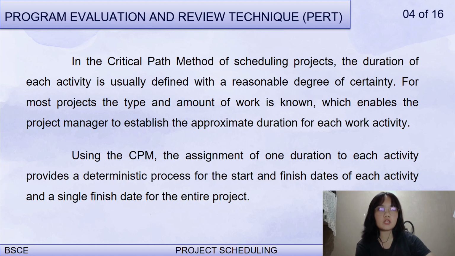For example, the time to produce drawings may be 4 weeks, the time to perform the soil investigation to gather the test soil sample may be 2 weeks, or the time to erect forms for concrete may be 3 days.